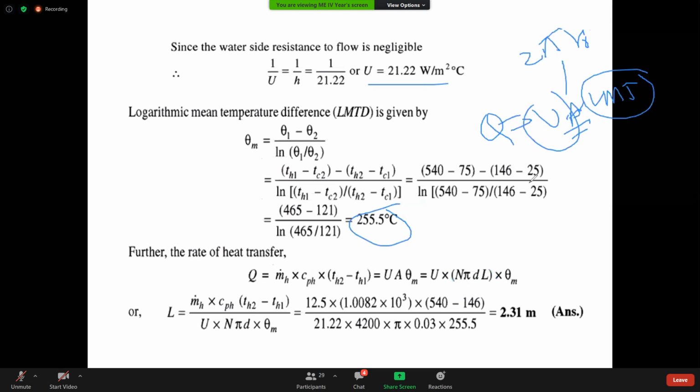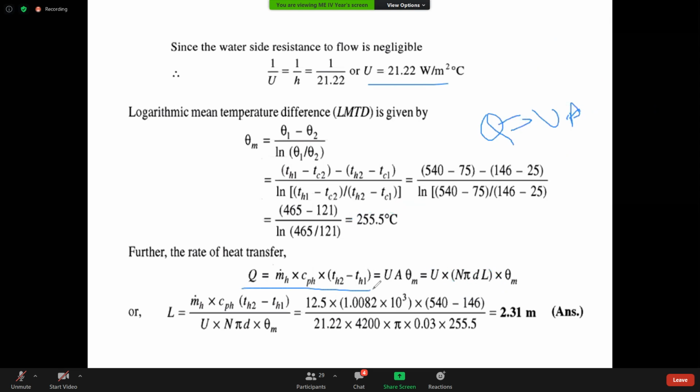That is the way you have to calculate. See, q is equal to this; we know the temperatures, we know everything, so we calculate q. Q is known. UA into theta m, that is LMTD. LMTD is this. U is known from here. N pi DL: D is the diameter of each tube, given as some 3 mm, and N is some 1400 tubes or 4200 tubes. The only unknown is L, and L can be calculated. This is the more complicated problem. There are no problems more complicated than this.